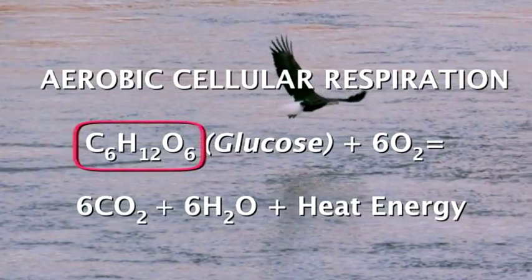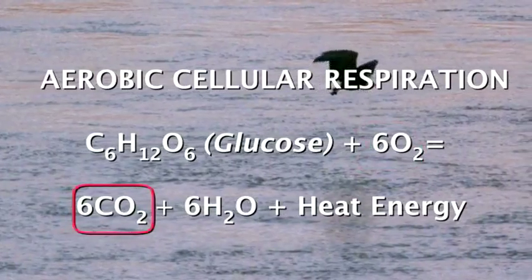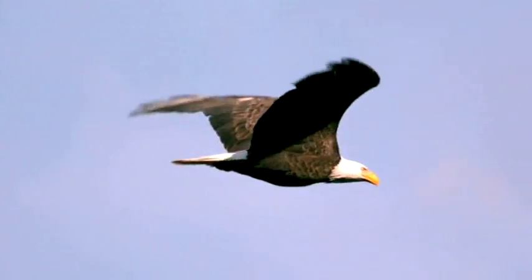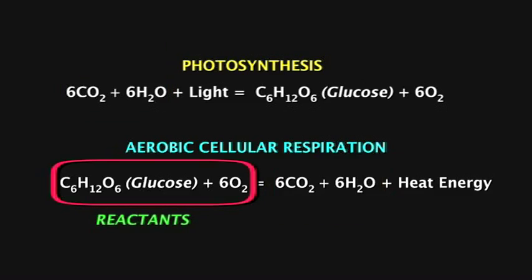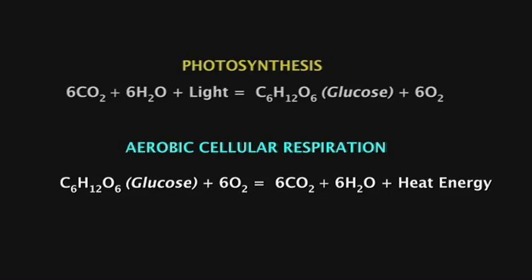In contrast, during aerobic cellular respiration, 1 molecule of glucose combines with 6 molecules of diatomic oxygen to form 6 molecules of carbon dioxide and 6 molecules of water, while releasing heat energy as life's metabolic activities are carried out. As can be seen, these two reactions are the exact opposites of one another, because the products of aerobic cellular respiration, water and carbon dioxide, are the reactants of photosynthesis, while the reactants of aerobic cellular respiration, glucose and oxygen, are the products of photosynthesis. And that is why these two essential processes are mutually dependent on one another.